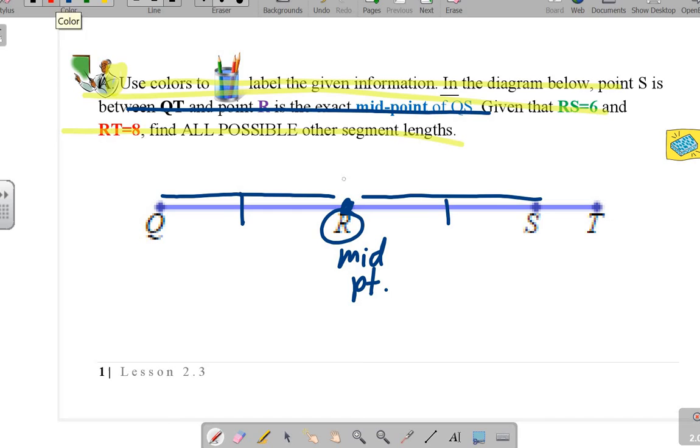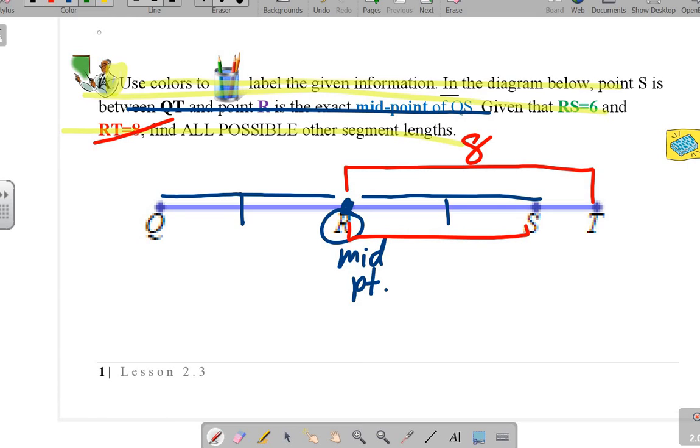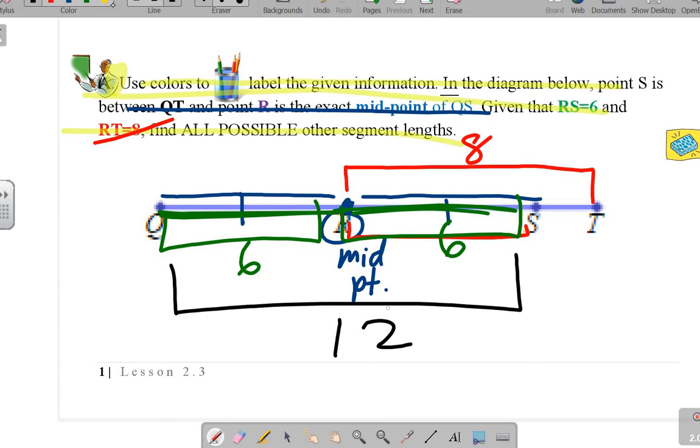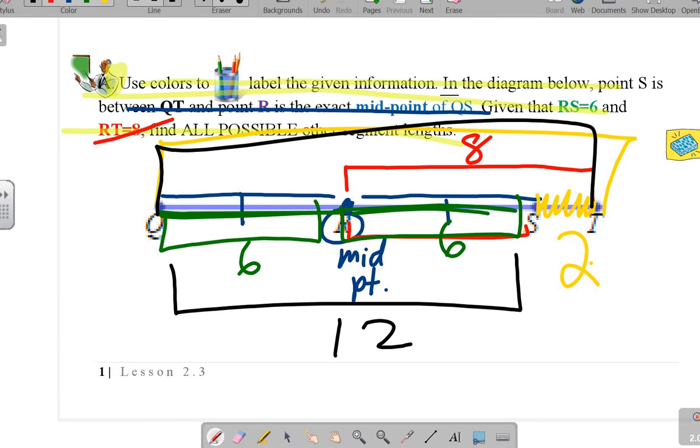RT is 8, so I like to do distances with brackets. It helps your brain register the length. That's 8. And then RS is 6. If this is 6, what's over here, friends? 6. Which means this, if I tell you to find everything, is how much? 12. Let's see what else we can find. What's over here? 2, and then there's, I think, one more. Total is 14. I don't see anything else.